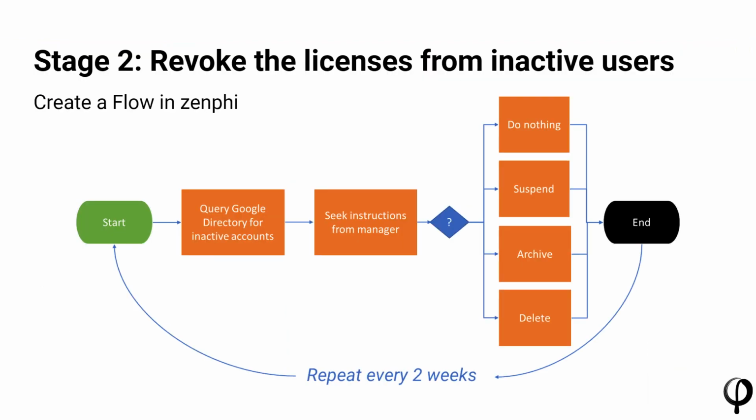So now that we've identified all of those inactive user accounts, let's take this automation to the next step. For each inactive account, we want to assign a task to the user's line manager and ask them, what should we do with this account? Depending on their response, we'll either do nothing, we'll suspend access, archive the account, or delete it.